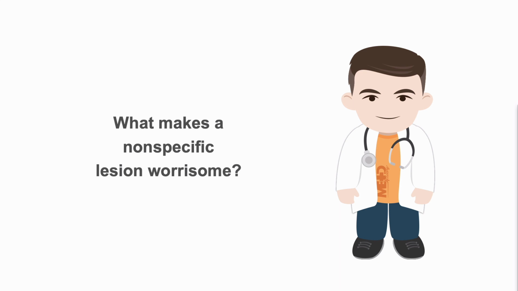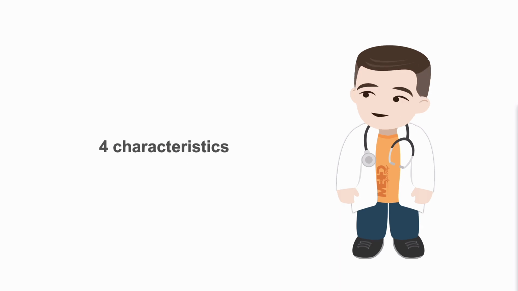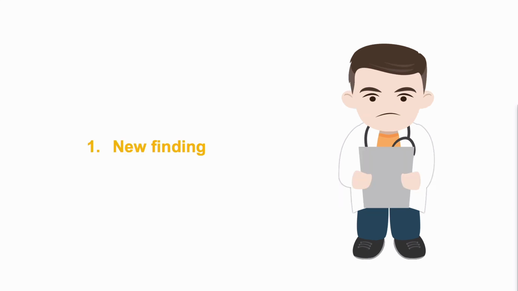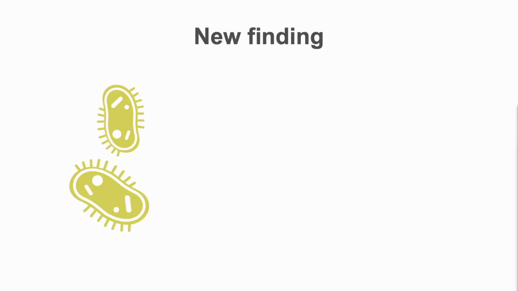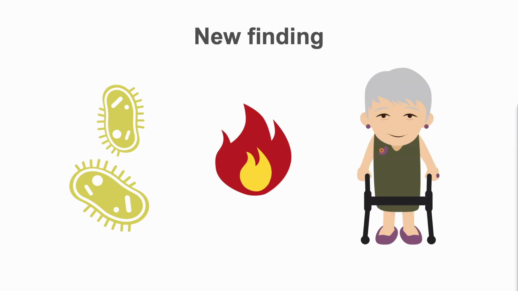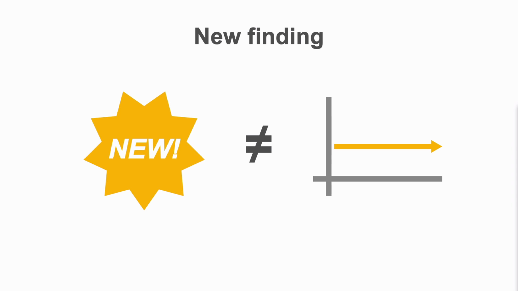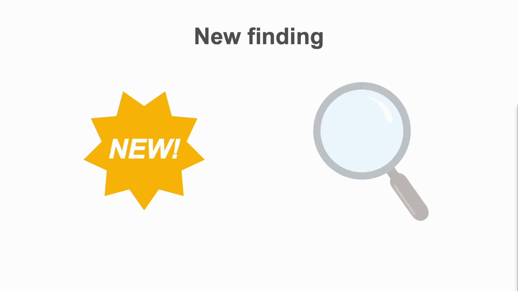So what makes a nonspecific lesion worrisome? There are 4 characteristics to look out for when evaluating nonspecific lesions. The first one is the fact that the finding is new. Although many etiologies can lead to new findings, including infection, inflammation, and simple aging, new is the opposite of the most benign characteristic, stability. So if a finding is new, it needs further evaluation. Whether this is by simple surveillance imaging or by other means will be defined by the specific clinical scenario.